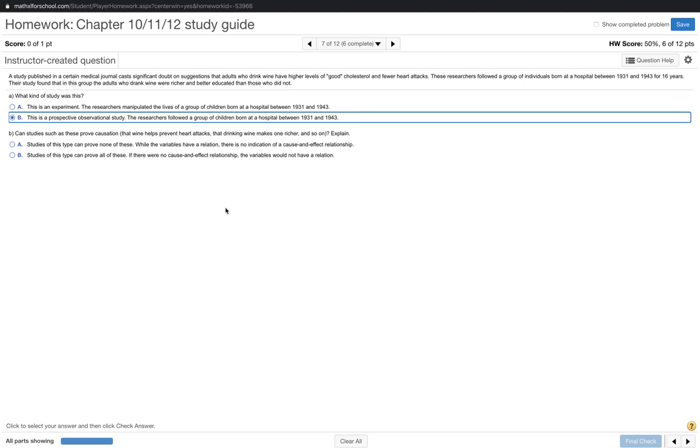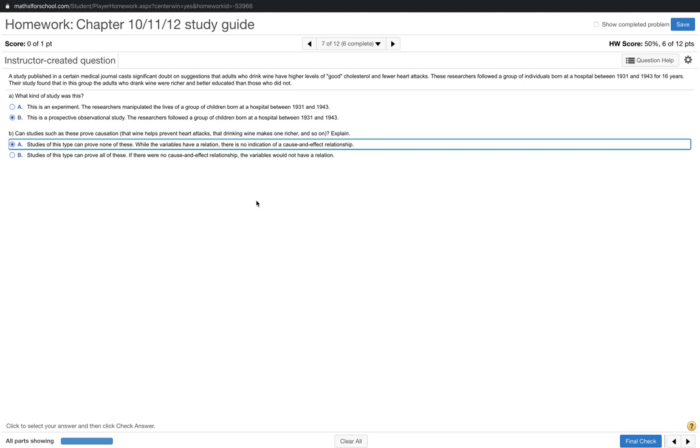All right. Can an observational study prove cause and effect? Only experiments can. If you look at our notes, we talked about that: only experiments can prove cause and effect. So studies of this type can prove none of these. You can't prove cause and effect unless you do an experiment, and this was an observational study.